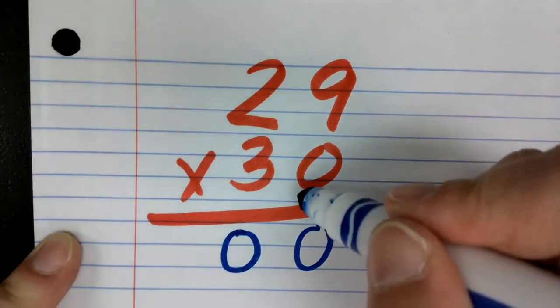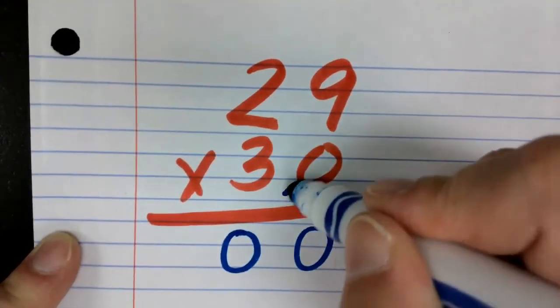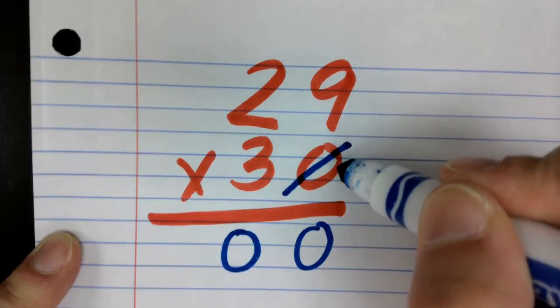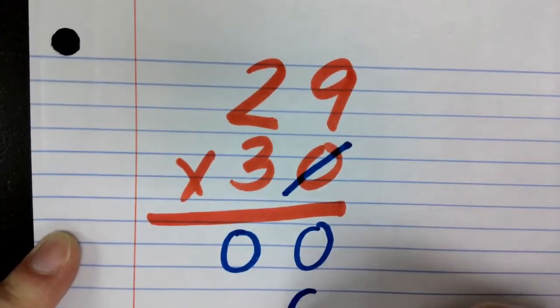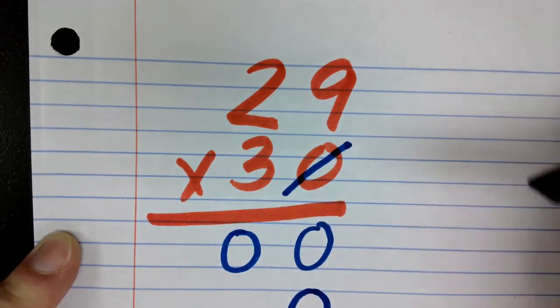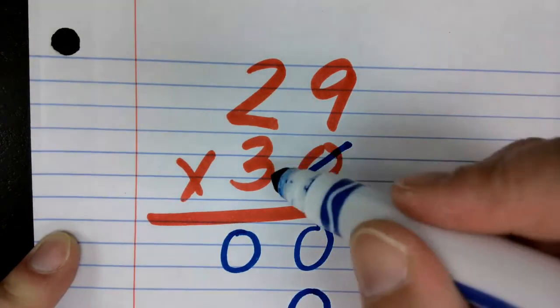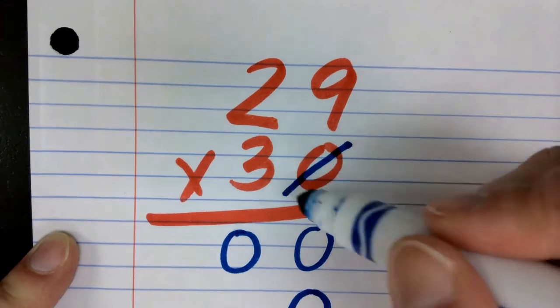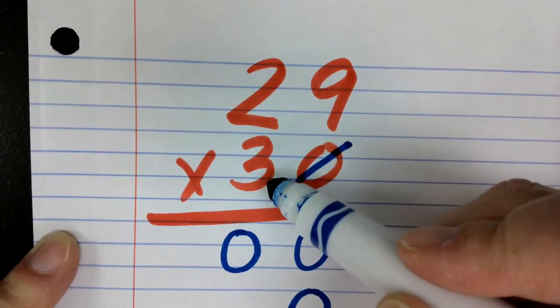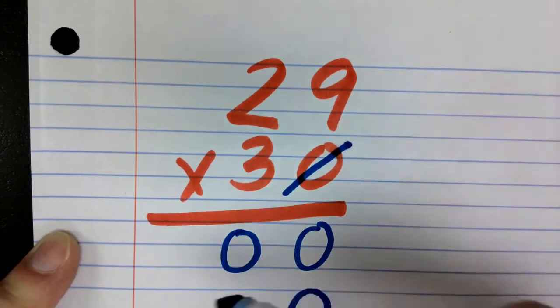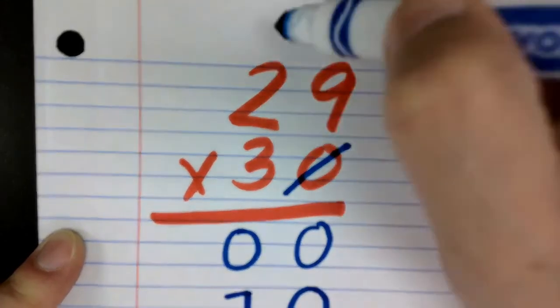Now, I've already multiplied by the ones position, so I'm going to cross that off. And since I've used the ones position, I'm going to put an X or a 0 in this place. I like to put a 0. You can choose whatever you like. Next, I'm going to move over to the 3, which is in the tens place value. So really, we're multiplying by 30 rather than just 3. So 3 times 9 is 27. Put my 7 here, and I'll put my 2 here.